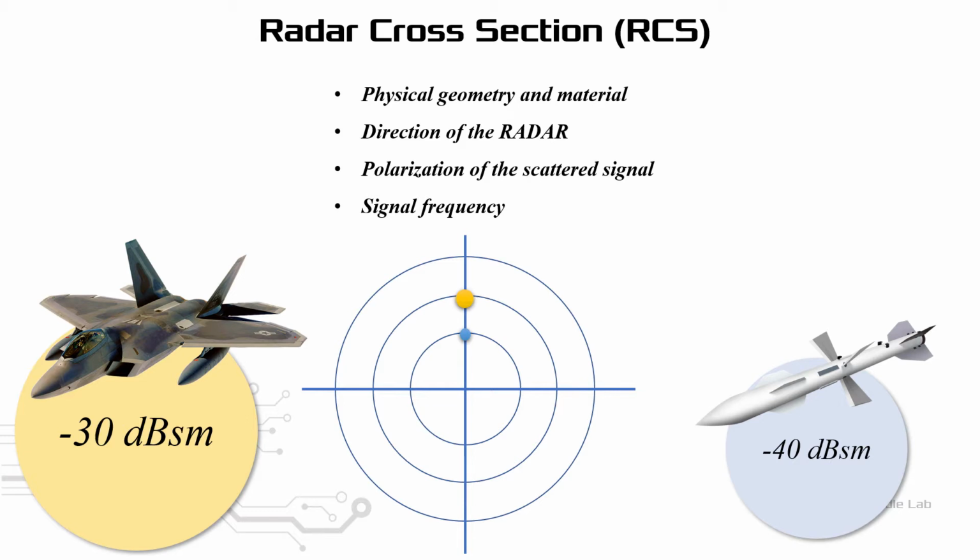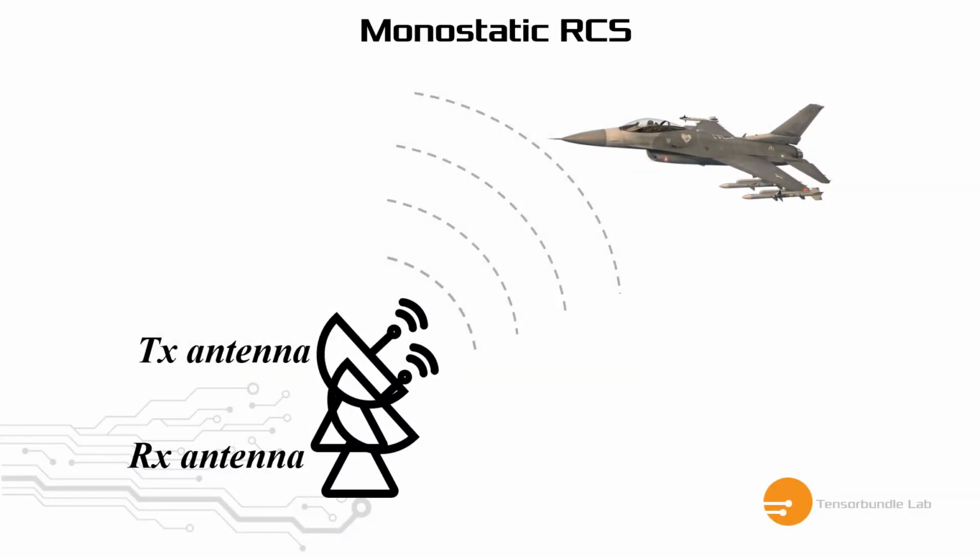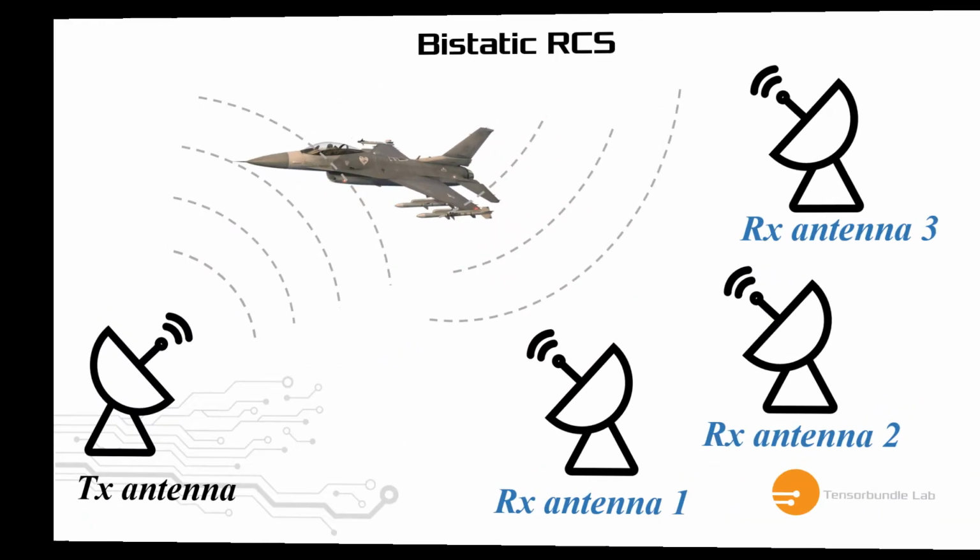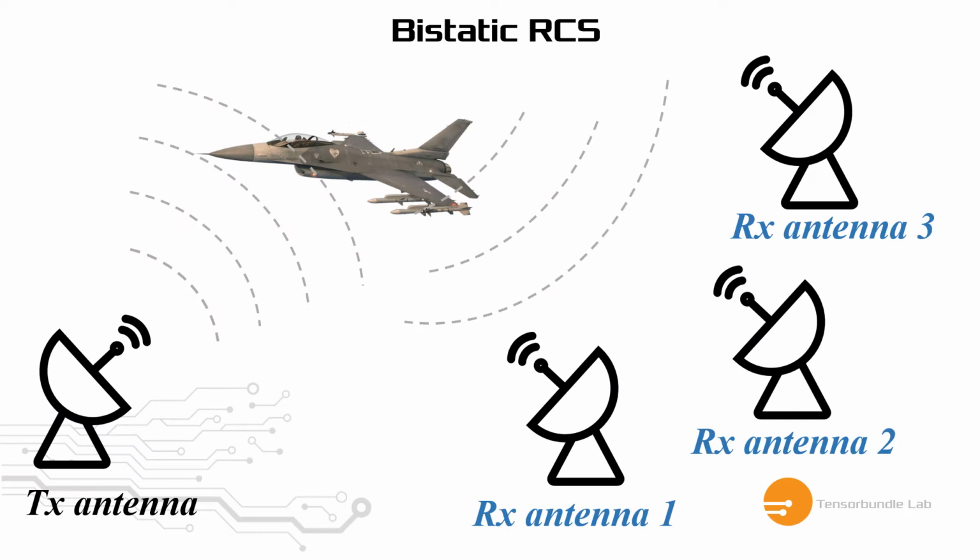And RCS has two classifications. One is monostatic RCS, where the transmitter and the receiver antenna are located at the same place. So this is the monostatic RCS. And then we have the bistatic RCS, where we have several receiver antennas located at different positions. And we also have a transmitter antenna located at a different position. So this is the case of bistatic RCS.